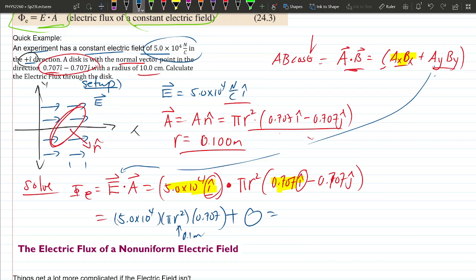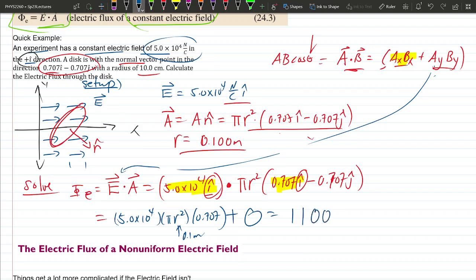and hopefully you'll find the answer. Okay, 5 times 10 to the 4 times pi times 0.1 squared times 0.707. So that flux happens to be 1,100. So we have 2 sig figs.